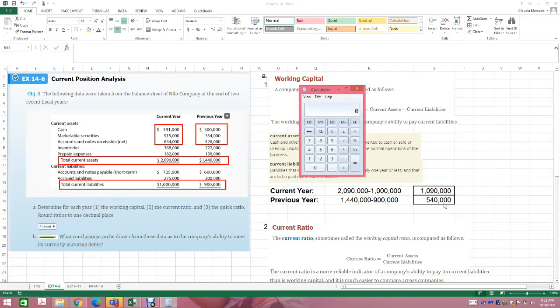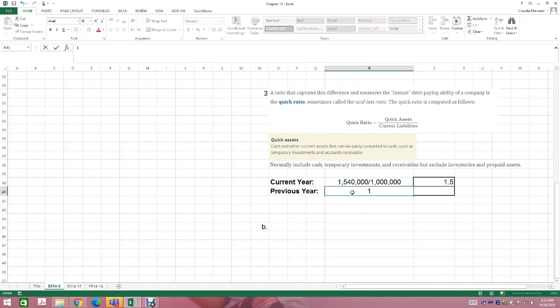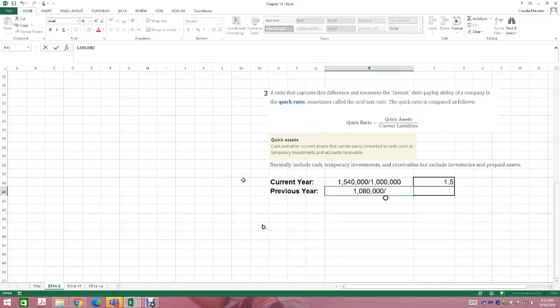Okay, so to calculate my quick assets, I'm going to add my 300,000 plus my 354,000 plus 426,000. That gives me 1,080,000. Okay, so now that I've got that number, I'm going to do 1,080,000 divided by, and then my current liabilities are 900,000. Okay, and let's see what we get. 1,080,000 divided by 900,000. That gives me 1.2.